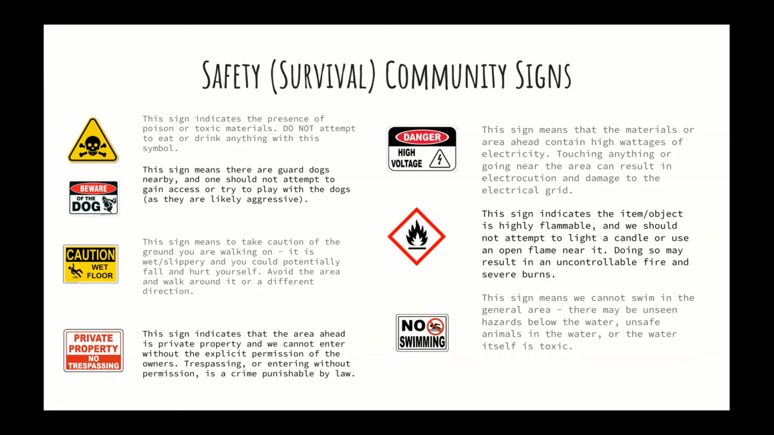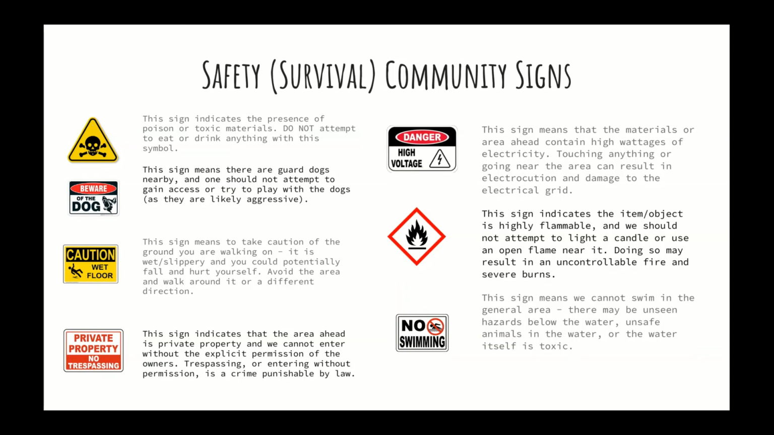The third sign, red and black, looks like an open flame. And this sign indicates that the item or object is highly flammable. That means it is a combustible item. If an open flame or candle is near it, it will catch on fire, and oftentimes it is uncontrollable. You're unable to put it out unless you have a fire extinguisher nearby. So having an open flame near something that has this flammable sign can result in uncontrollable fire and severe burns. So you don't want to hurt yourself.